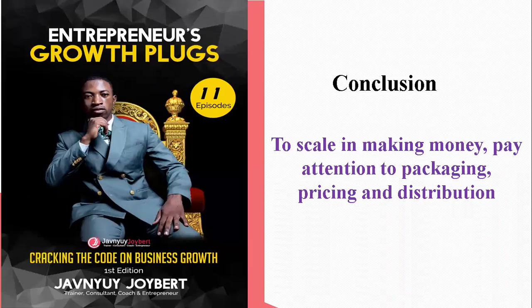Conclusion. To scale in making money, pay attention to 3 things: packaging, pricing, and distribution. I'm not saying that value creation is not important.